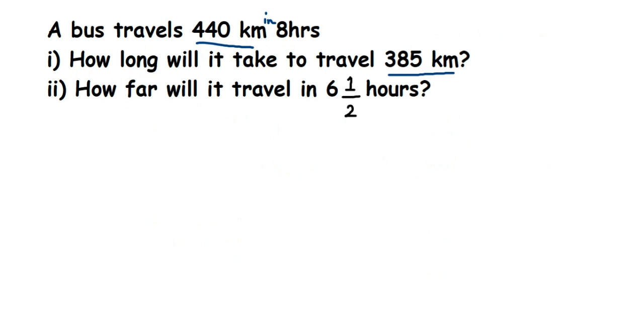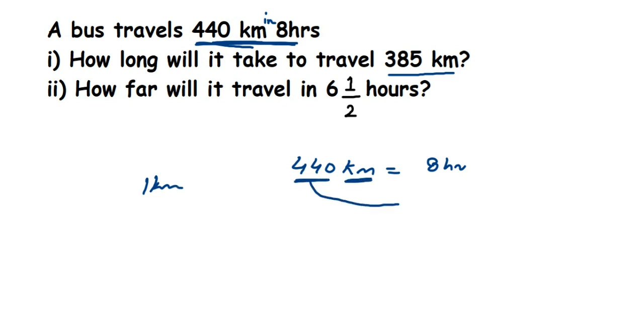So again, with which number you have to divide or with which number you have to multiply. Let me just frame it here. What they have given, a bus travels 440 kilometer in 8 hours, means 440 kilometer is equal to 8 hours. Now here we have to find out the 1 kilometer, right? Once I get 1 kilometer, then I can find out for 385 kilometer. I just multiply it. So I want 1 kilometer. So I'm going to transpose this 440 to the other side. So 1 kilometer will be equal to 8 divided by 440 hours.